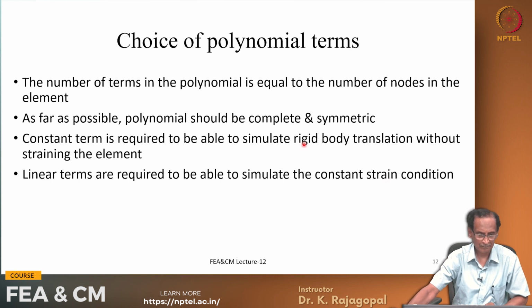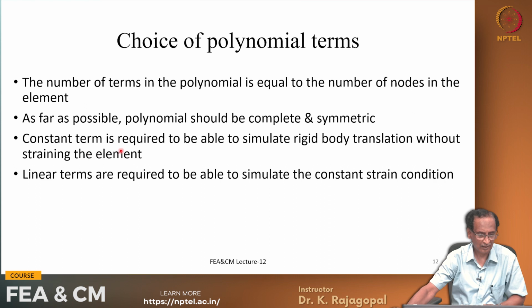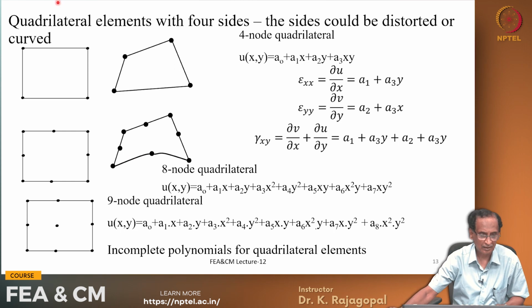See, these three they are observed only from experience. Okay, that we will see with an example. What happens if you do not have a constant term, or if you do not have a linear term and so on. Okay. And these are some of the typical elements, and then the polynomials.